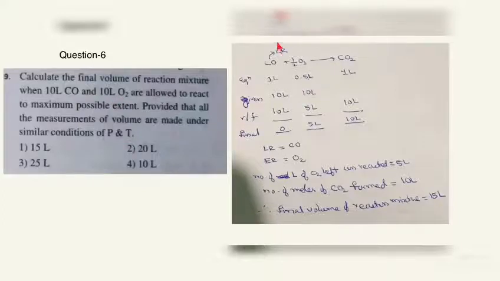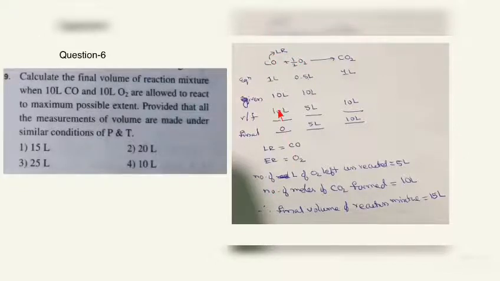Now which one is the limiting reagent? First you have to find that out. In this case 1 liter reacts with 0.5 liter. So 10 liters react with 5 liters, but we have 10 liters, meaning oxygen is in excess, an extra 5 liters will be there. So oxygen is the excess reagent and CO is the limiting reagent.